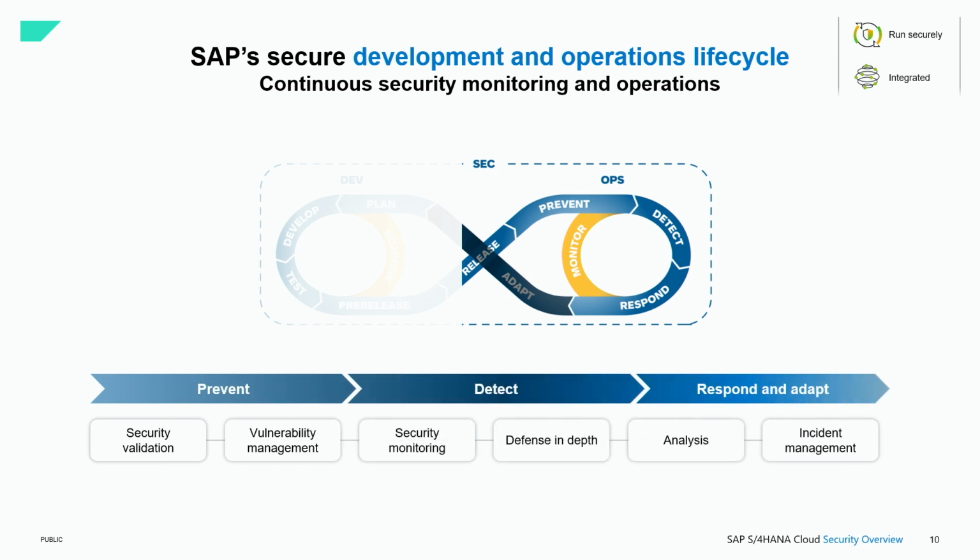That leads me now to the second half of our security development and operations lifecycle, the operations part, where we have phases implemented to prevent, detect, and respond. In the prevent phase, we run regular vulnerability scans, hacking simulations, and penetration tests. While in the detect phase, we use security monitoring and detailed analysis to then also act on those findings and have defined an incident management response process.